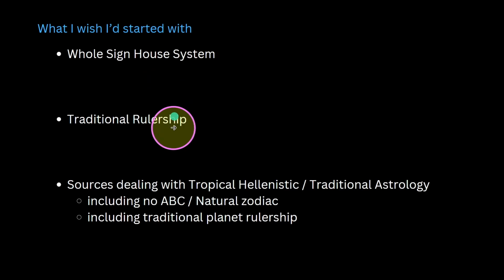I wish I had started with traditional rulership. I began with modern rulership where Uranus rules Aquarius, Neptune rules Pisces, and Pluto rules Scorpio. And this really confused my trying to deep dive the signs because there's a beautiful symmetry. It's like a perfect system with the traditional rulership. And to me, the traditional planets rule the signs and the far planets rule the inner planets.